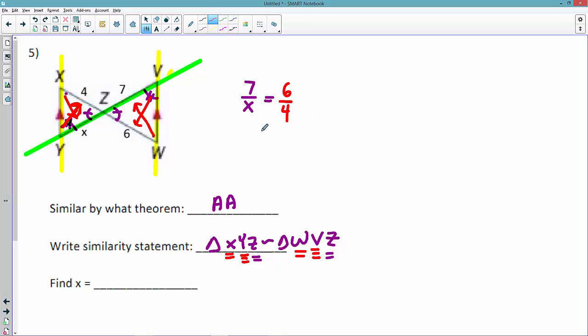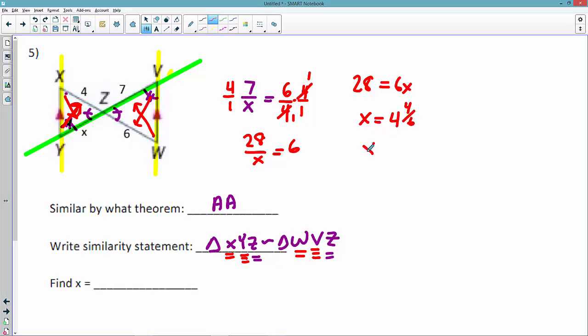So we multiply both sides by 4x. Let's do it that way. I haven't done that today yet, so let's do it. So we multiply both sides by 4. These reduce. This stays. You get 28x equals 6. And then you're going to multiply both sides by x, which is pretty obvious. So you're going to get 28 equals 6x. And x is not going to be even. 6 goes into 28 4 times with a remainder of 4, right? So that's 4 4/6, but we want to reduce that, of course, which is 4 2/3. Okay.